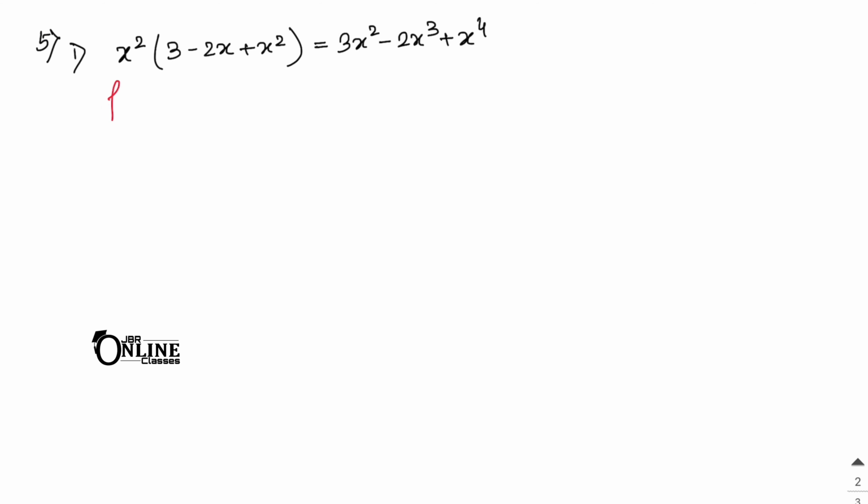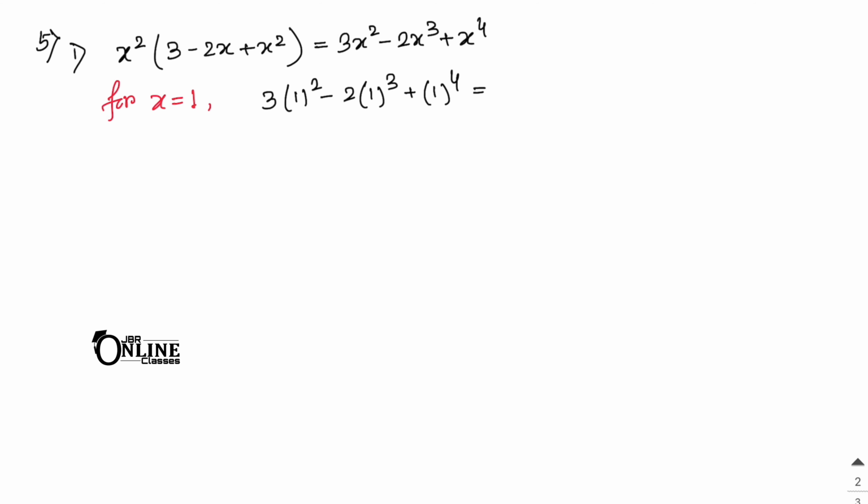So here for x equal to 1. If x equal to 1, then it will be 3, then 1 square, 2 into 1 cube, and then 1 to the power 4. That means you have to just put down the value of 1 in place of x. Nothing else. Okay, it's very easy.